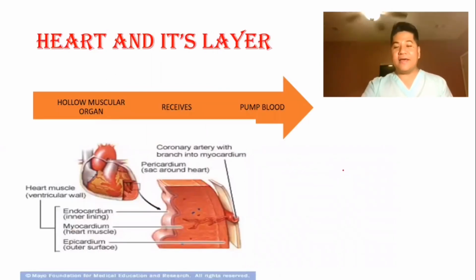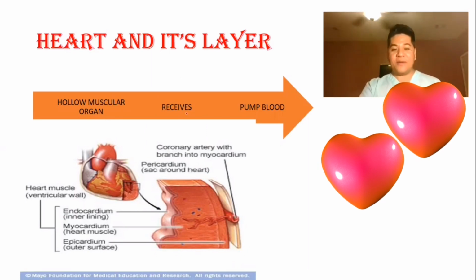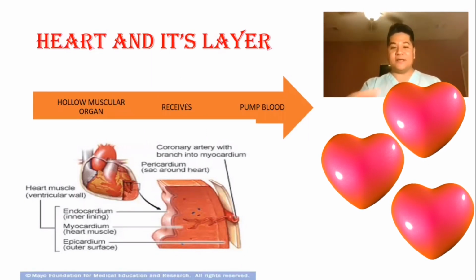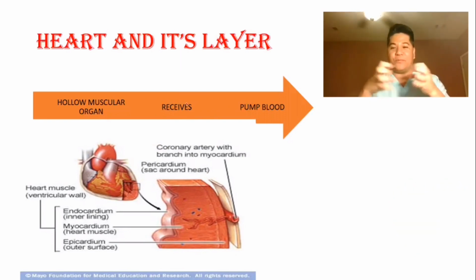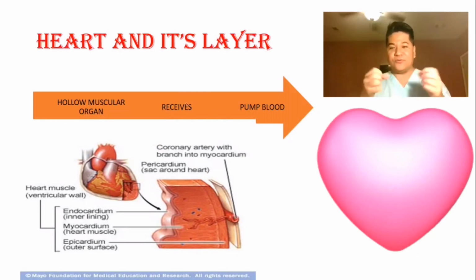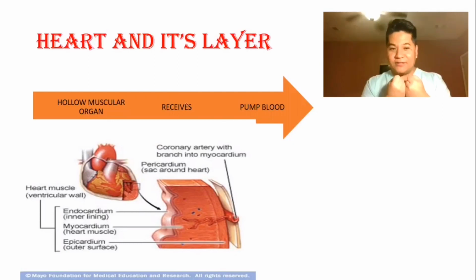Now the heart and its layers. Remember that the heart is a hollow muscular organ. So hollow and muscular, it will pump blood, squeeze the blood, and be able to nourish different parts of our body.